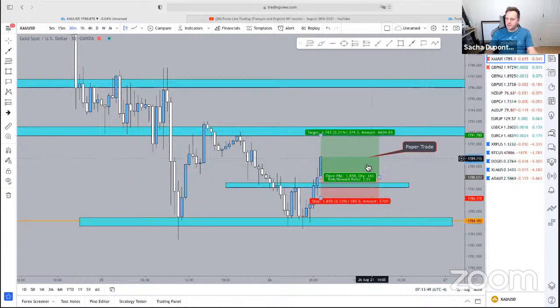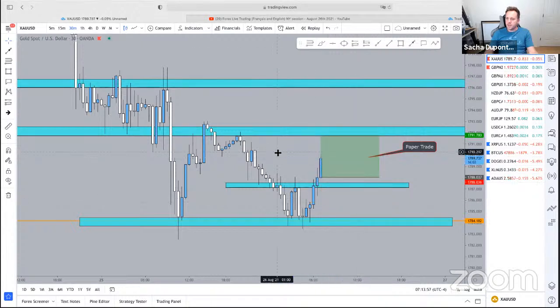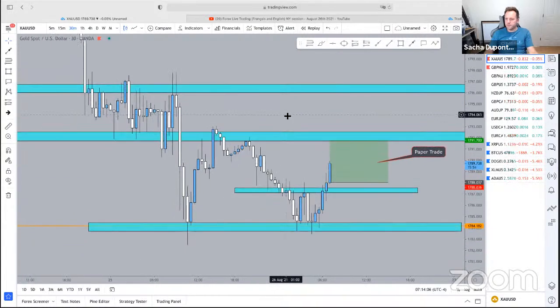Probably at this area, like a 1-to-1, I'll be closing probably 50%, put stop at break even, and let the rest run. Close another 50% at this TP and let the runner run, you know. So we'll see.